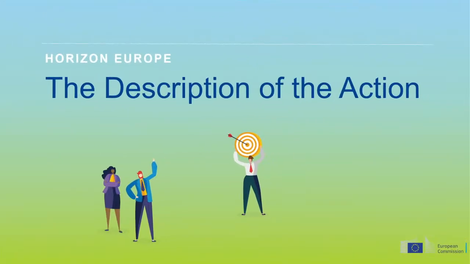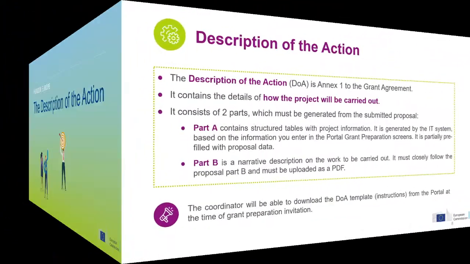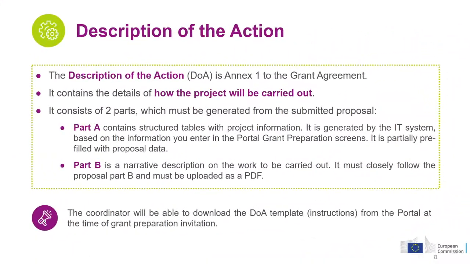Focusing now on the description of the action. The description of the action, as we said before, is Annex 1 of the grant agreement, and basically it is all the details about what the project is and how the project will be carried out. Actions, risks, participants, milestones, deliverables, and so on and so forth. It is based on the submitted version of your proposal, the one that you sent for evaluation. And basically it is comprised of two parts.